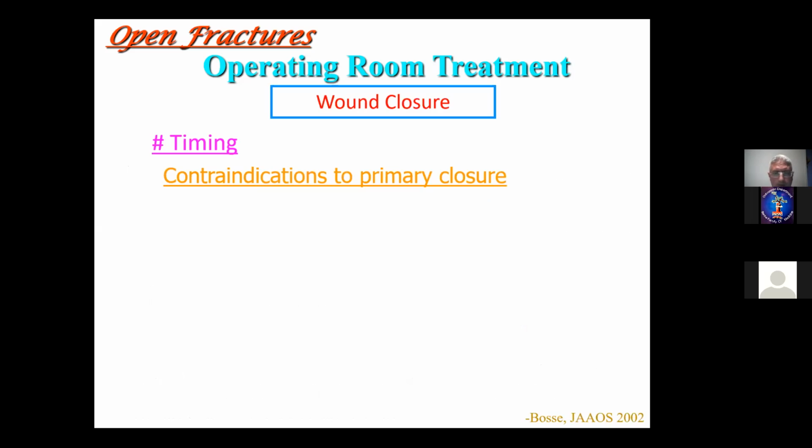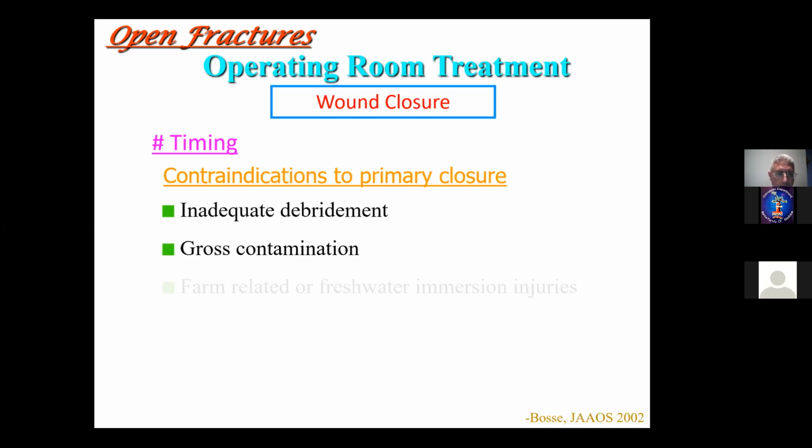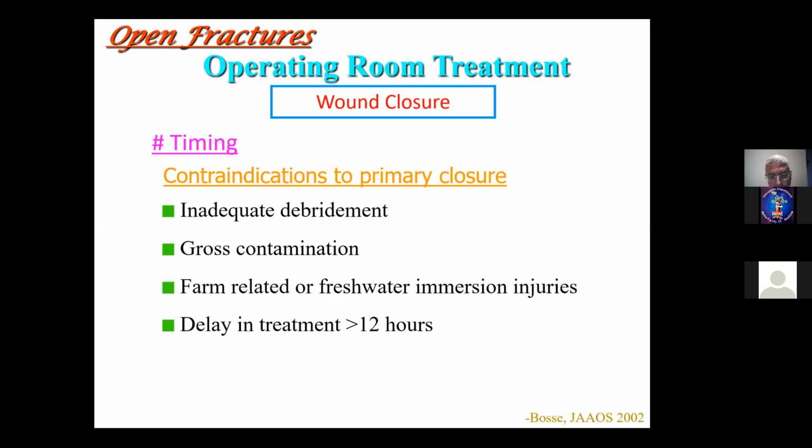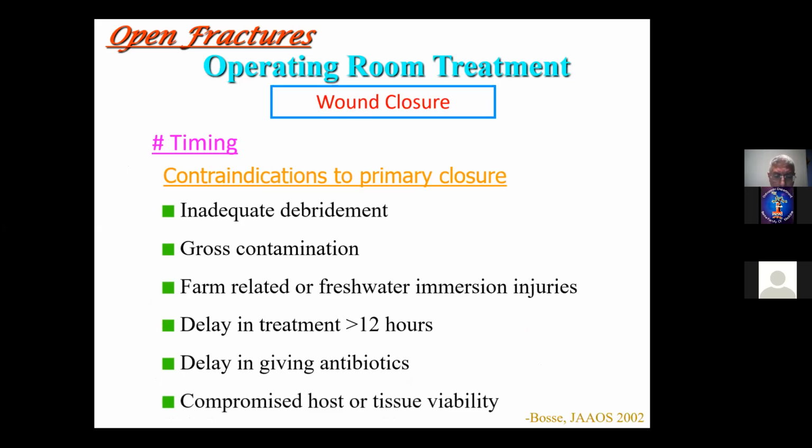Contraindications of primary closure, this is very important and critical: inadequate debridement is a contraindication for primary closure, gross contamination, farm-related or freshwater emergent injuries, delay in the treatment more than 12 hours, delay in giving antibiotics, and compromised host or tissue viability.